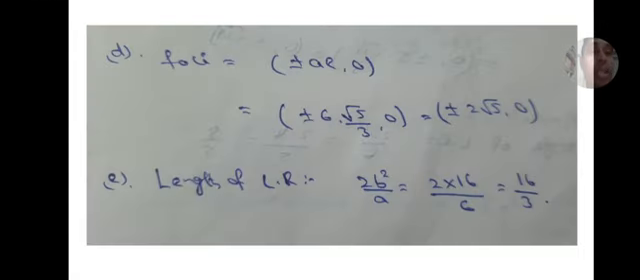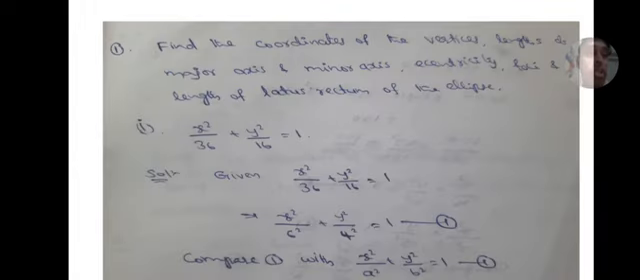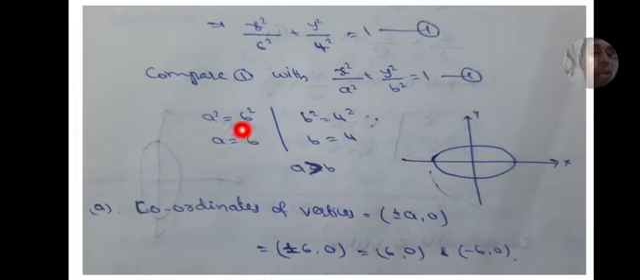They asked to find these 5 values, and the length of the major axis and minor axis. Okay, so first of all, we have to convert it into standard form, x square by a square plus y square by b square equal to 1. Convert to standard form and compare with it, and we get the a value and b value. Here a equal to 6 and b equal to 4, which means a is greater than b.